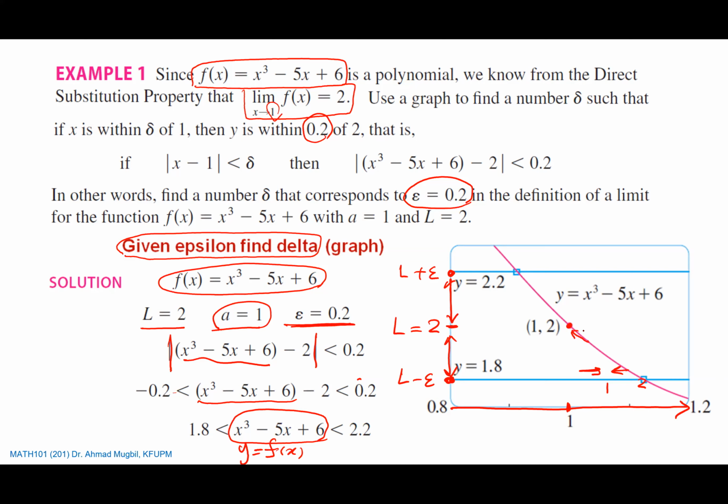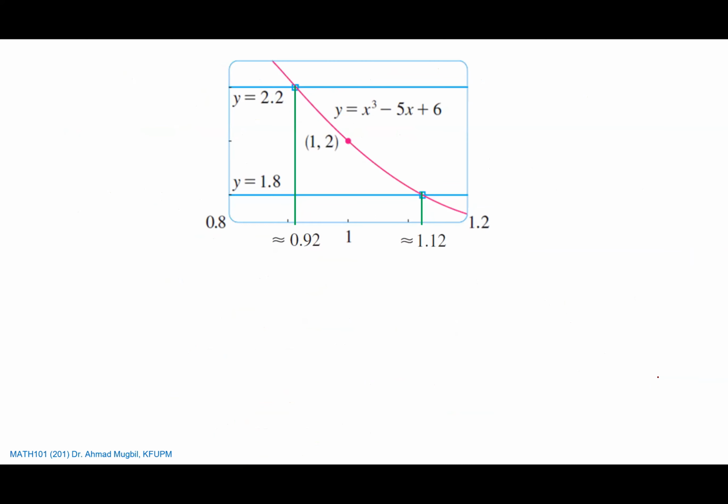The limit when x approaches 1 from both sides, the y value will approach 2. Now when x approaches 1 from the left or from the right, we have this. What is this point? This point on the x-axis will be given clearly if the graph is given to you. It is 0.92. The purpose of this example is just to illustrate the idea. Here it is 1.12, the value corresponding to 1.8, to this one. I think we have it clearly in the next slide.